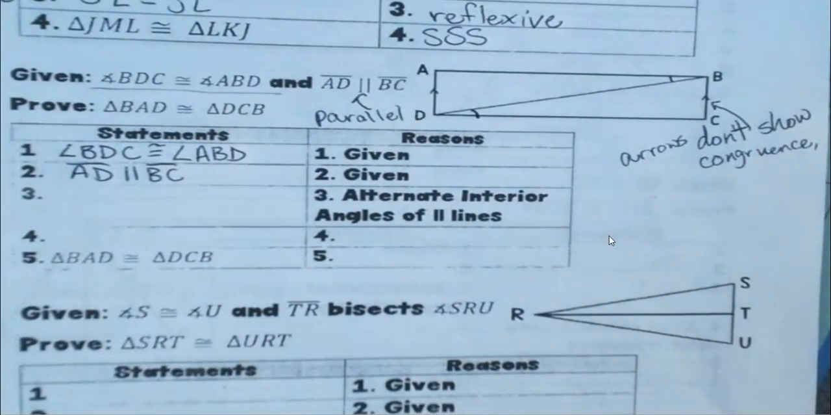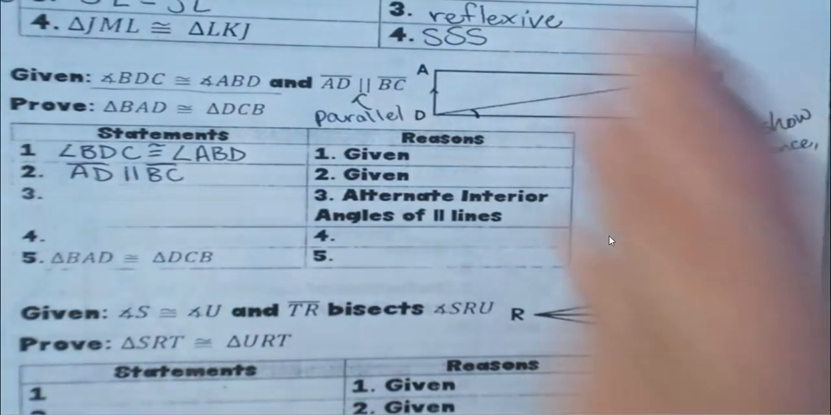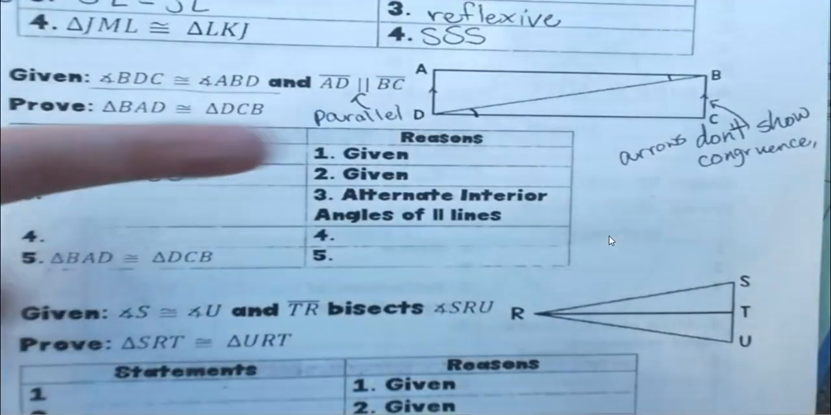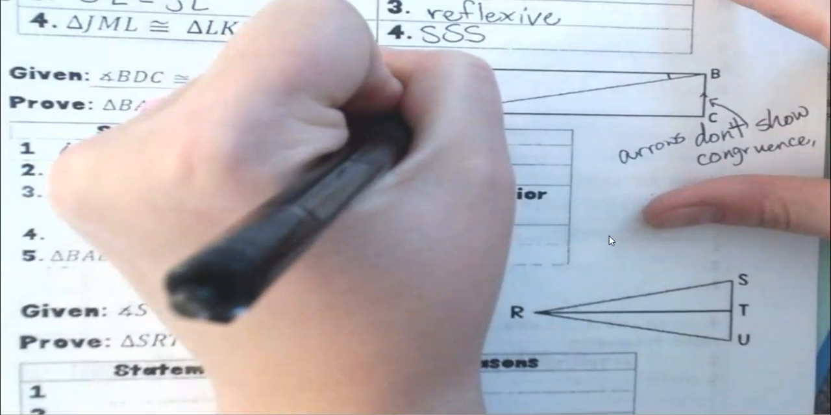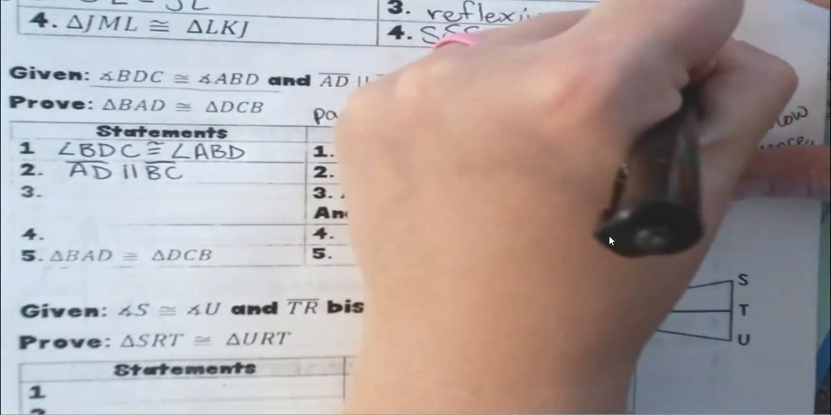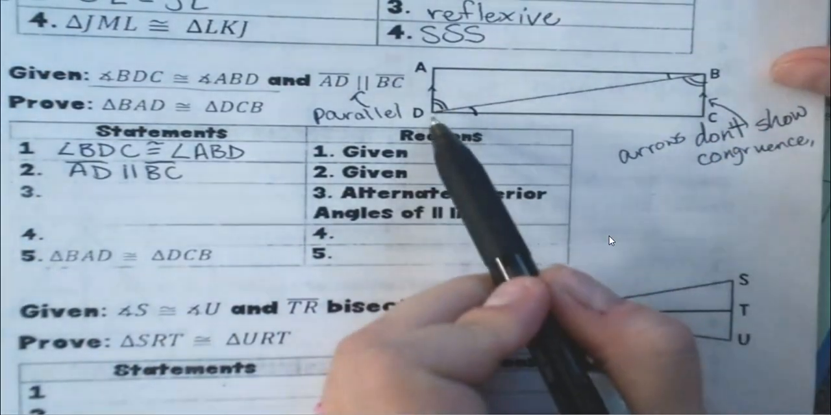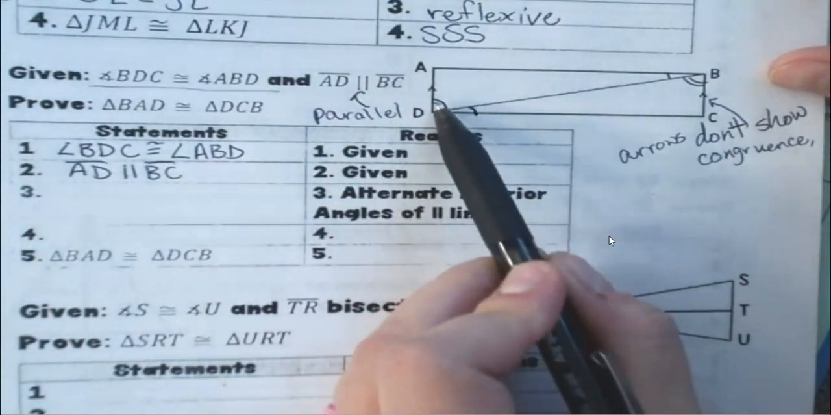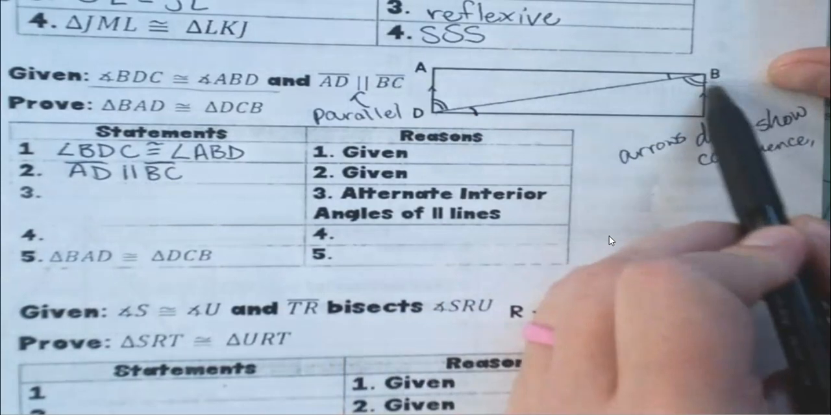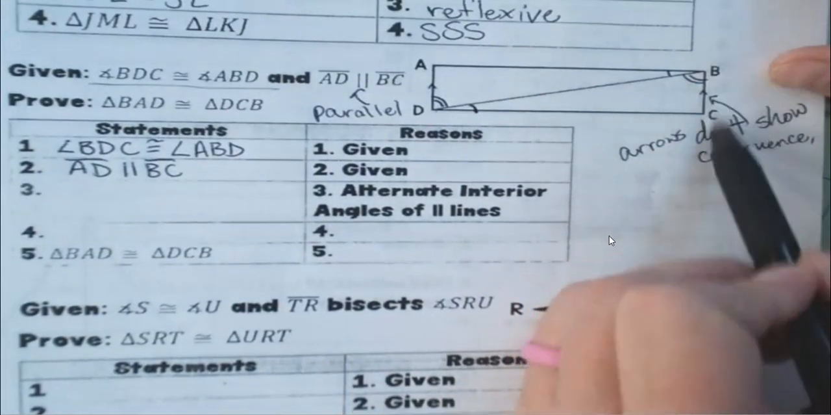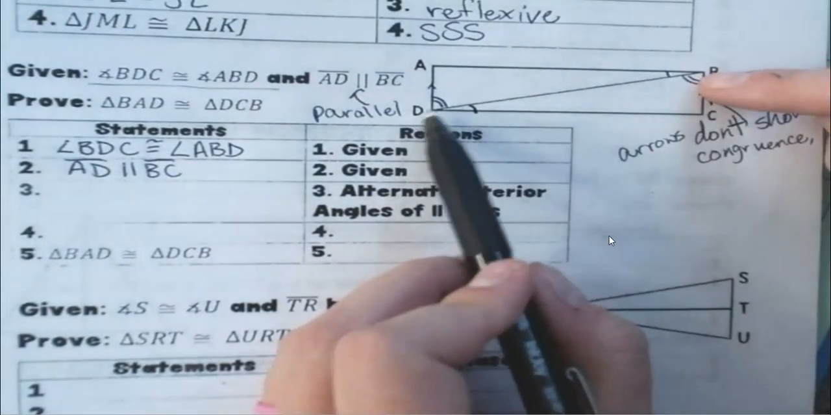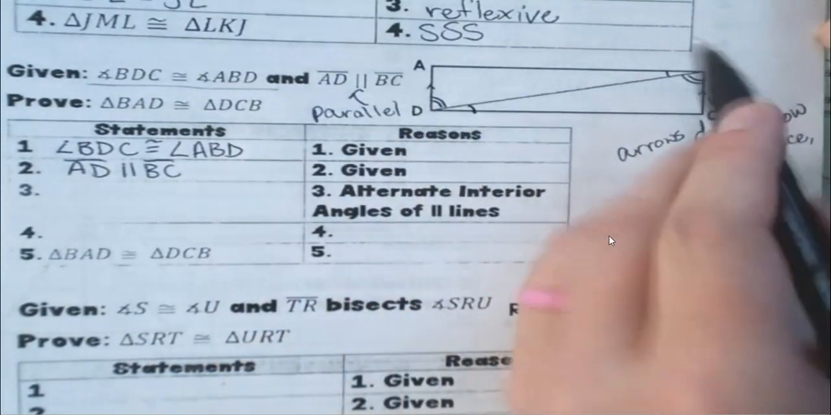So in order to have alternate interior angles, you have to have your parallel lines, and then in between them, you will have, on the interior, these angles. And then what's important is these angles are going to touch the parallel line. So see how that angle touches that parallel line? This angle touches this parallel line. And then they're on alternate sides of this transversal that runs through here.